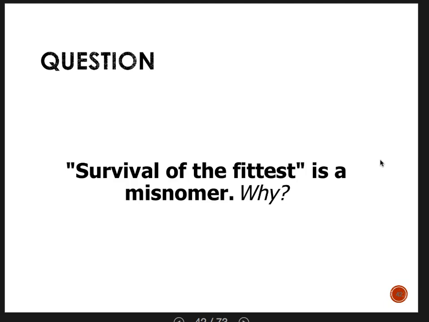But really what this is saying is it's survival of the alleles that are able to get into the next generation. We are not talking about strength. We are not talking about intelligence here. We're just talking about reproduction with survival of the fittest. So that's a misnomer, or another way of saying it is that that phrase is misleading. Most people don't really understand what survival of the fittest means.